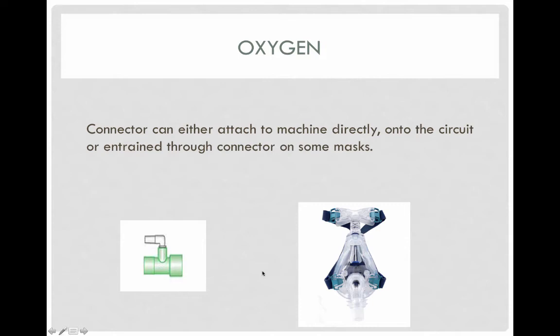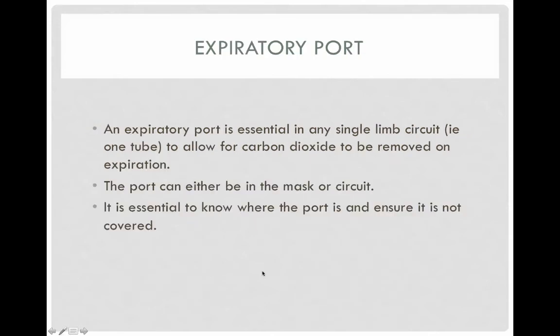I mentioned the expiratory port again because it's a single limb circuit. It's one tube that we are breathing in and out of. If we didn't have a leak out of that system, carbon dioxide could build up and cause a problem. Obviously, if we're trying to ventilate somebody, we're trying to remove CO2. So it's important to know where that expiratory port is and that it never becomes occluded or removed.